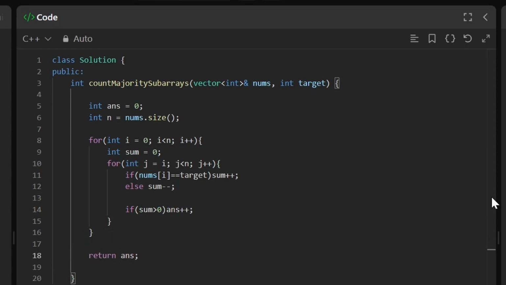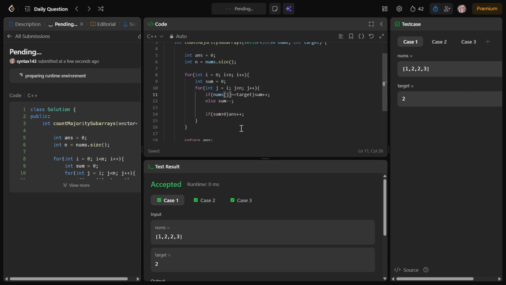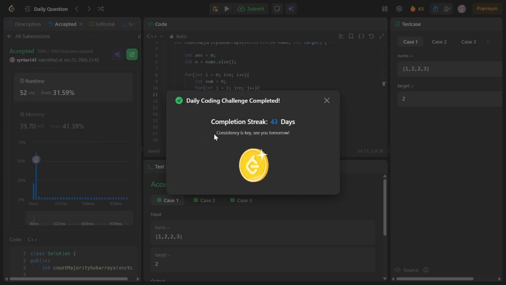And if we run the code and see, okay, we did something wrong here, we wrote i here, it should be j. And now let's submit the code and it should work. Okay, it is working. So we discussed the space complexity and time complexity. Space complexity is constant, we are not using any extra space, and time complexity is big O of n square. We are using two loops to create all subarrays and keep tracking the sum, to check whether it's a majority or not.